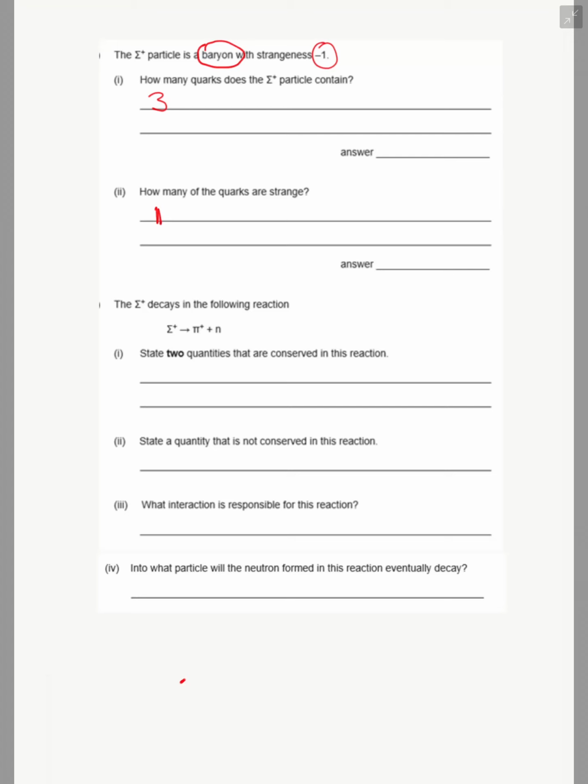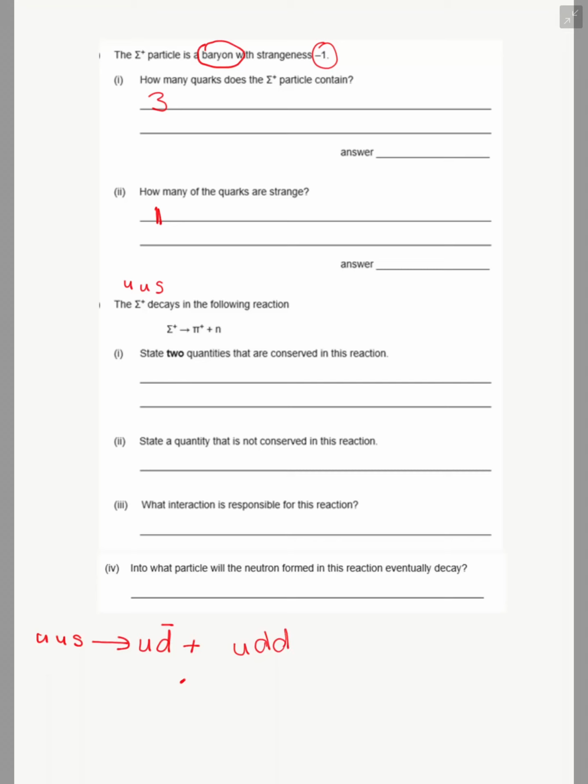So sigma plus is up, up, strange. So I'll do this down here. So it's up, up, strange. And it decays into a pion, which is an up, anti-down, and a neutron, which is up, down, down. So state 2 quantities that are conserved in this reaction.